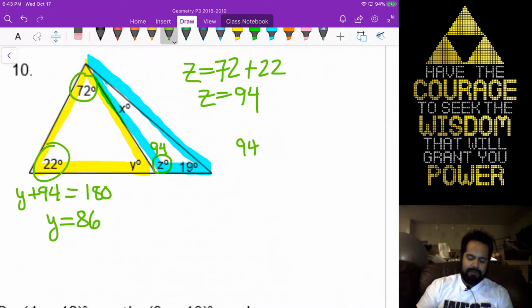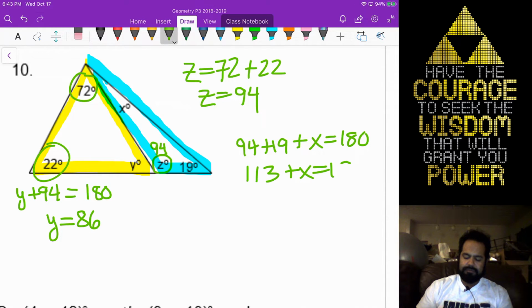So 94 plus 19 plus x equals 180. So let's see, 9 and 4, that's 13, plus the 10, so 113, plus x. So then x is going to equal, after I subtract the 113 from both sides, 67 degrees.